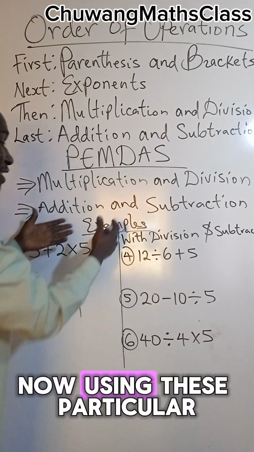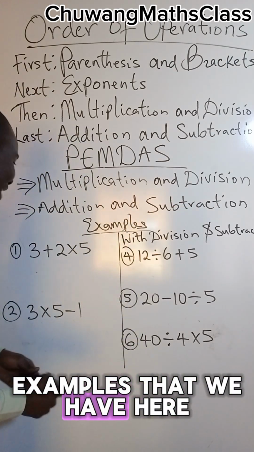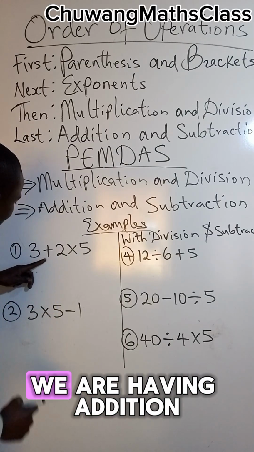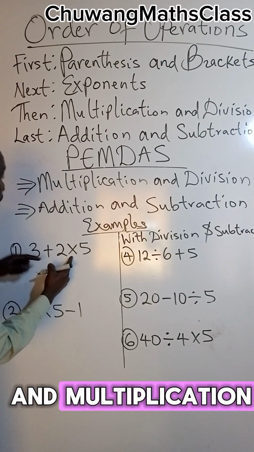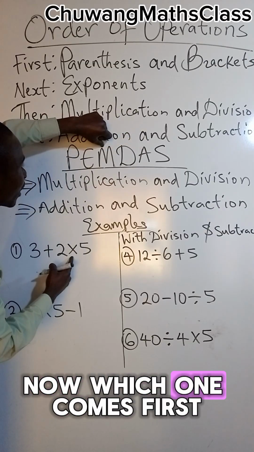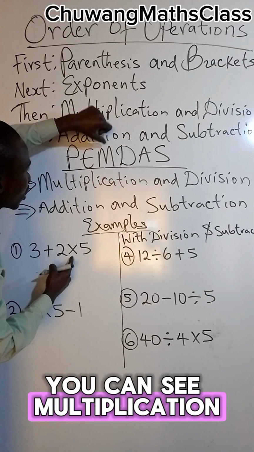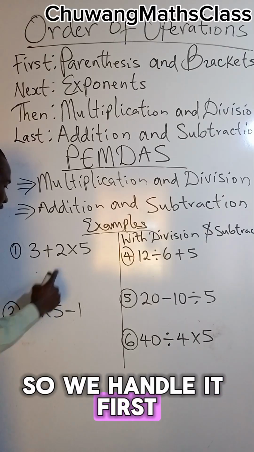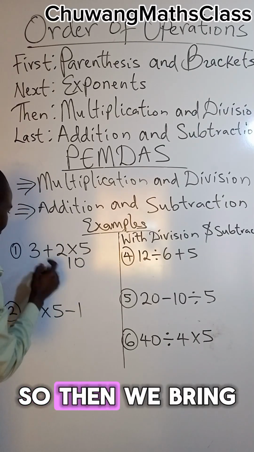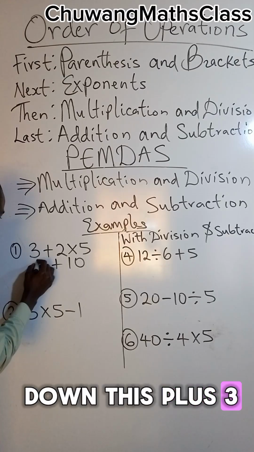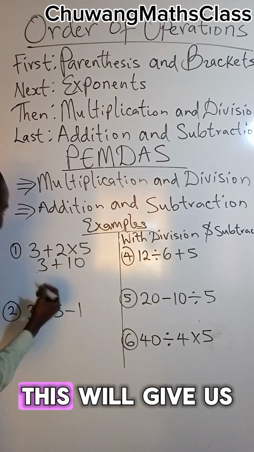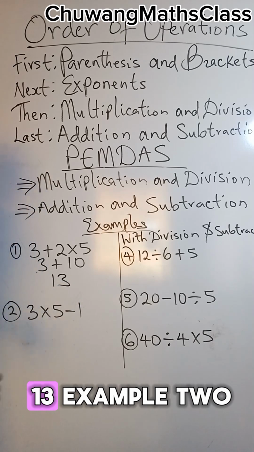Now using these particular examples that we have here. So let's look at example 1. Example 1, we are having addition and multiplication. Now which one comes first? You can see multiplication comes before addition. So we handle it first. Now 2 times 5. This will give us 10. So let me bring down this plus 3 here. Now 3 plus 10. This will give us 13.